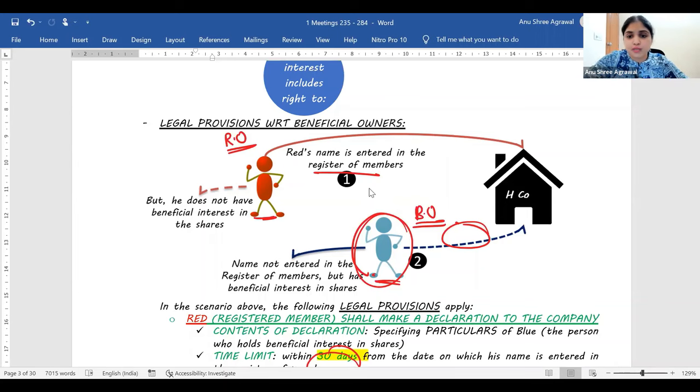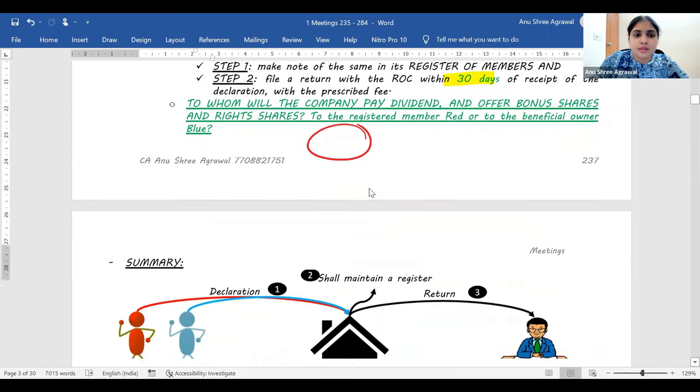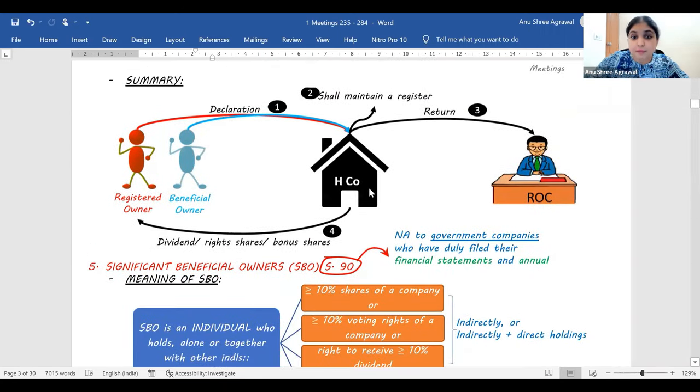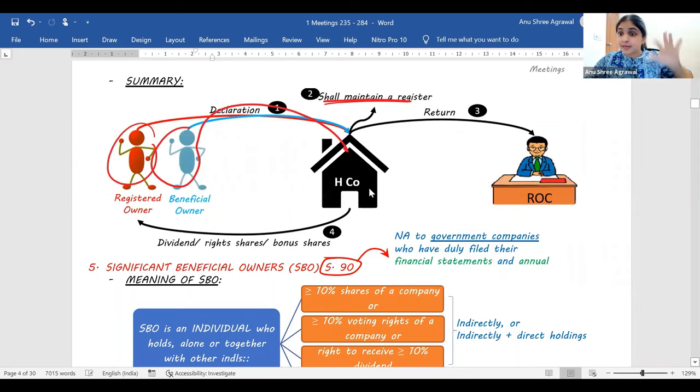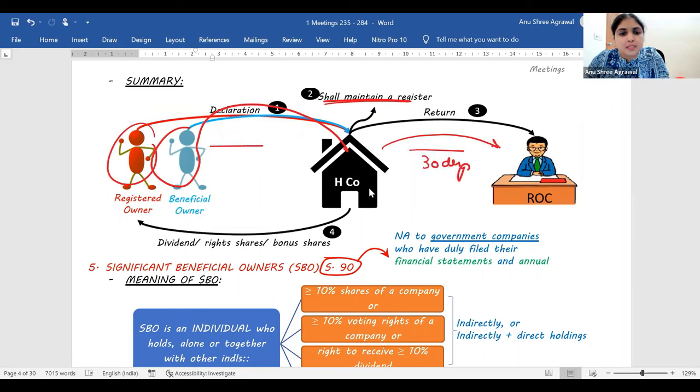Red and Blue both will inform the company. Look at this diagram. Red and Blue both will inform the company. The company will maintain a separate register of beneficial owners, and the company will inform whom? The company will inform the ROC. All the time limits, how many days? All the time limits, 30 days.